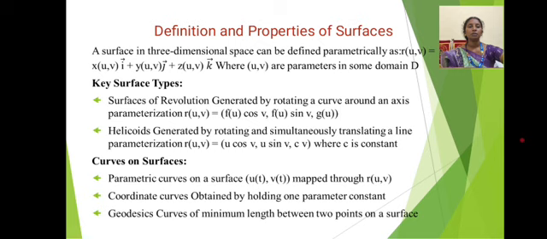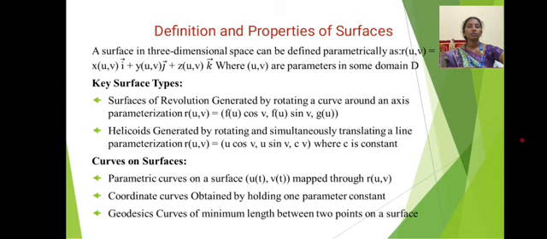What are the key surface types? A surface of revolution is generated by rotating a curve around an axis, with parametrization r(u, v) = (f(u) cos v, f(u) sin v, g(u)). Helicoids are generated by rotating and simultaneously translating a line, with parametrization r(u, v) = (u cos v, u sin v, cv), where c is a constant.